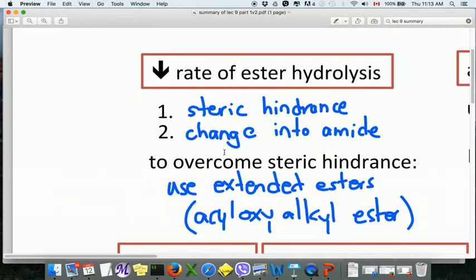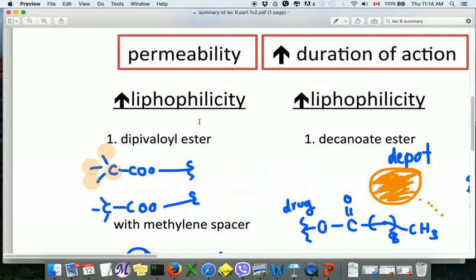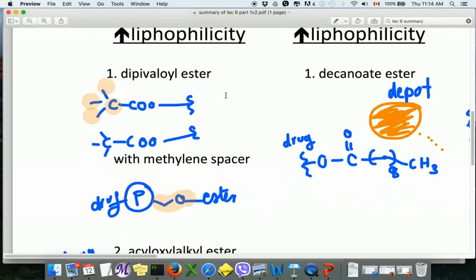Let's see here, for example. If I want to overcome the steric hindrance of a certain ester, I will use the extended ester. And if I want to decrease the rate of ester hydrolysis, for example, the ester is very labile; it breaks right away and I don't want this to happen. I want it to get absorbed first and then break. So I'm trying to manage. If I want to decrease the rate of ester hydrolysis, I add some steric hindrance, or I change it into an amide, for example. But if I want it to break more, then I will make this acyl oxyalkyl. You see the idea? So this is one way of enhancing membrane permeability, to increase the lipophilicity.